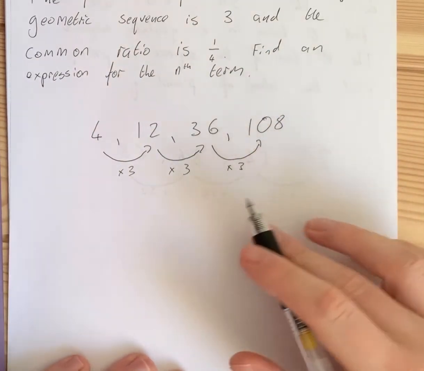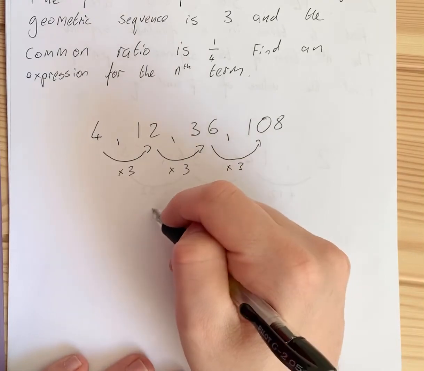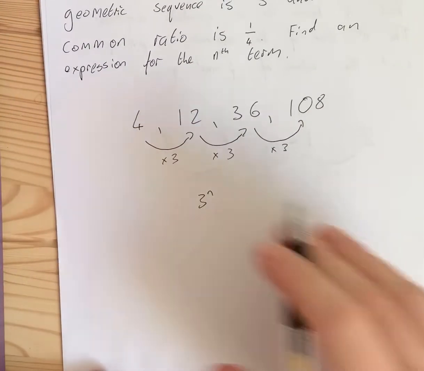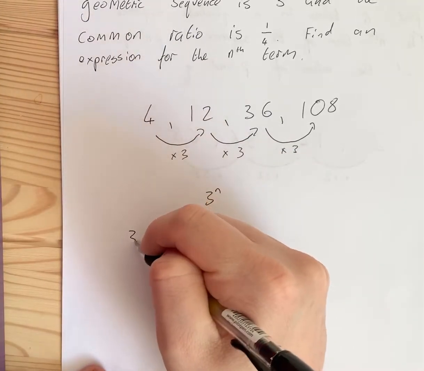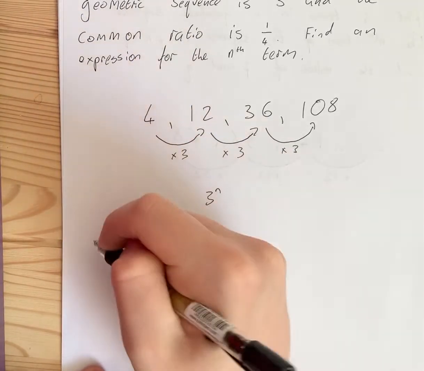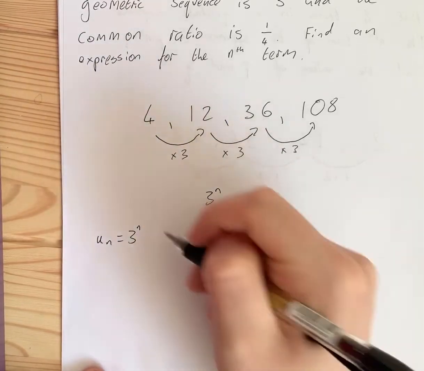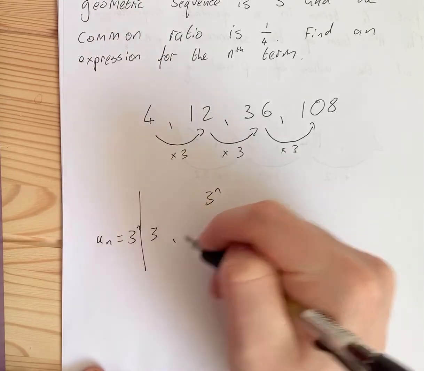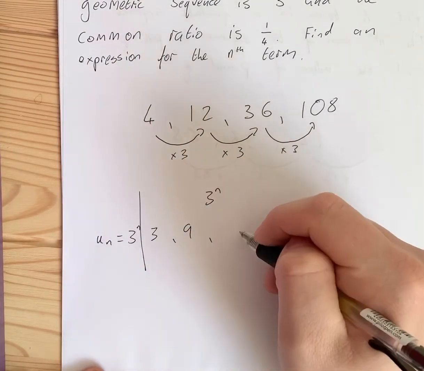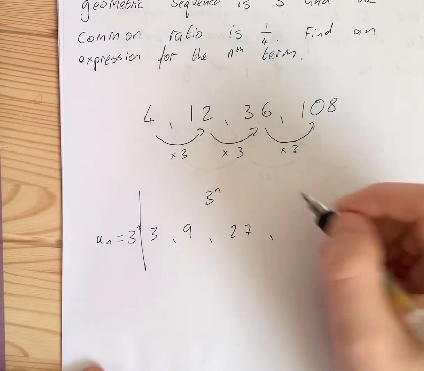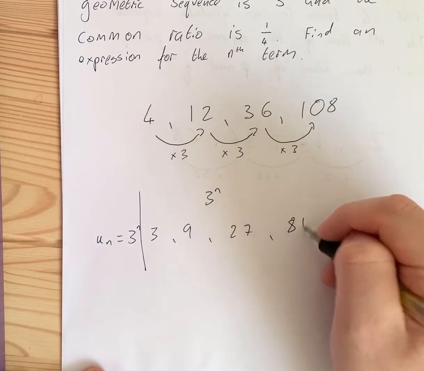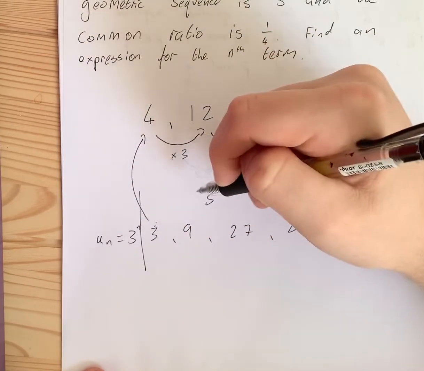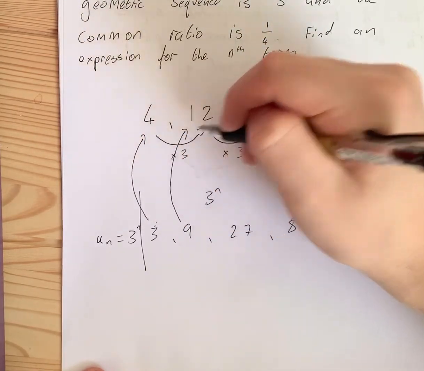Okay, so this will have the form 3^n. Now if I actually write out what the terms would be for 3^n, if that was my nth term, well, that would look like 3 to the power 1, which is 3, 3 to the power 2, which is 9, 3 to the power 3, which is 27, 3 to the power 4, which is 81. Now, what I was aiming for was 4. What I was aiming for was 12.